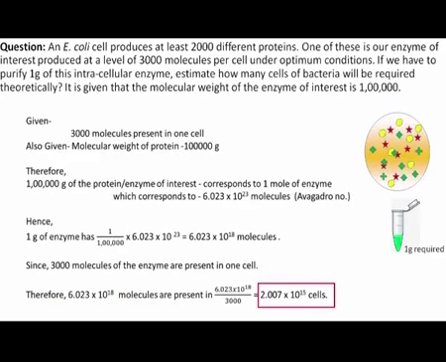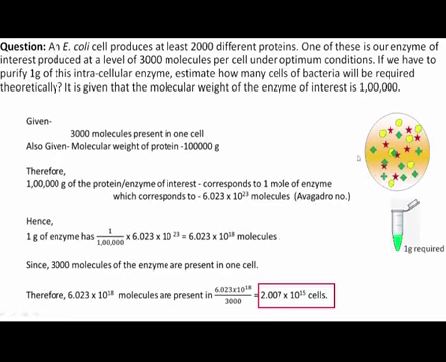So, this question is taken from your book, which is an E. coli cell produces at least 2000 different proteins. So, let us say we have this E. coli cell, and then these are the different proteins. So, A, B, C, D, all different colors are shown. One of these is our enzyme. Let us say the green one is our enzyme, or the enzyme of your interest which you want to purify, and is produced at levels of 3000 molecules per cell under optimum condition. That is, if you take one cell, there will be 3000 molecules.